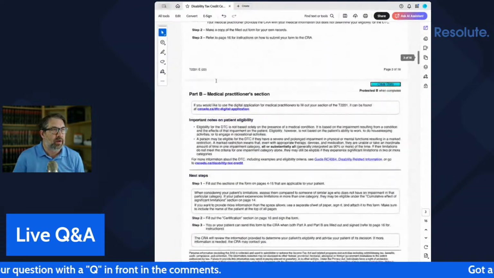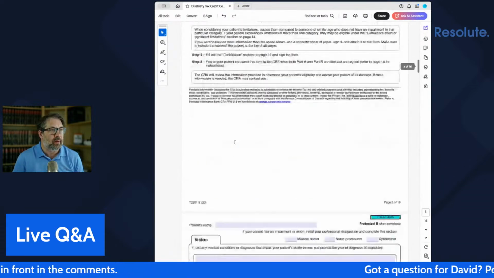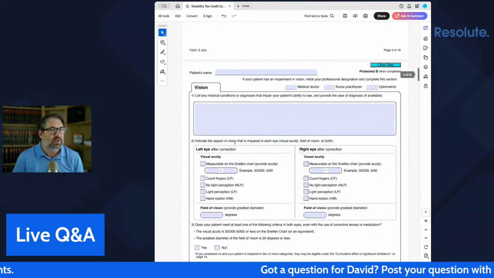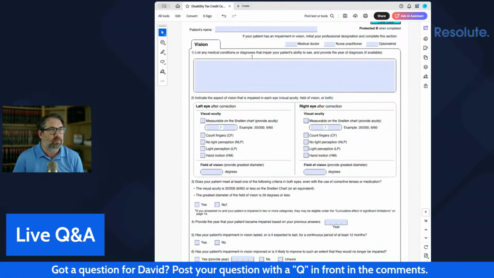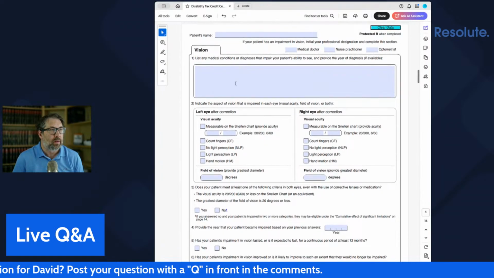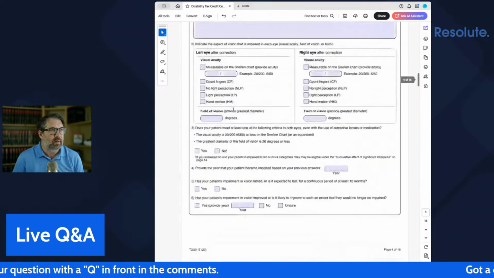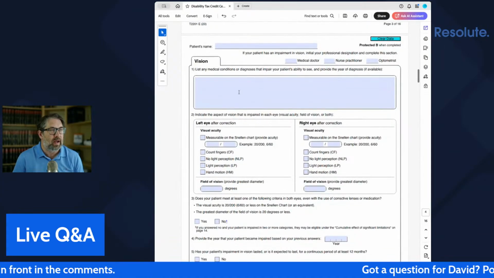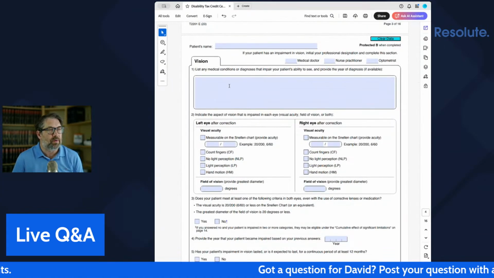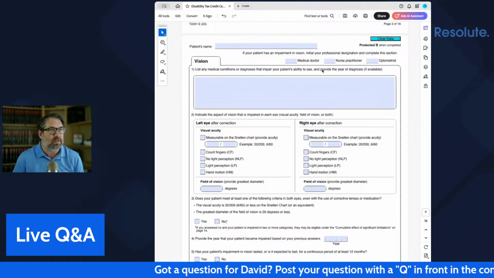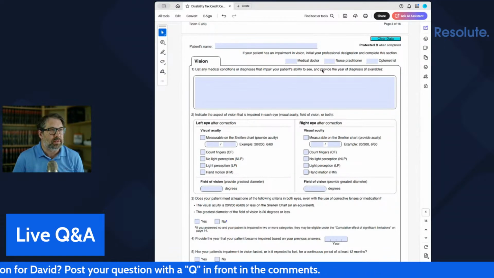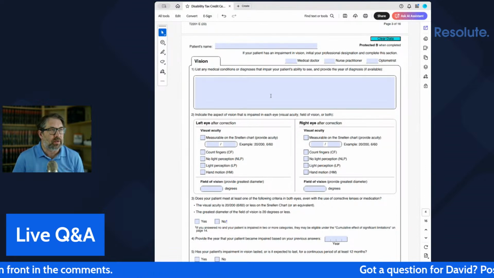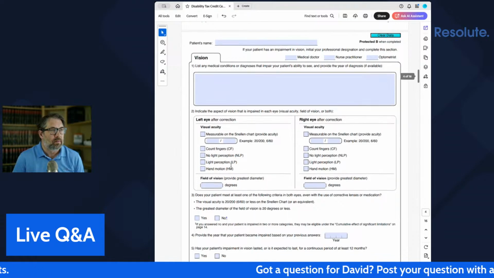Here's Part B. This is the trickier part, where the medical professional is going to fill out. You will see that it goes through. Some of these will just not apply to you, and that's fine. They will just put not applicable. And so vision: if you have significant impairment with vision, then that obviously can be a reason for you to be approved. But for a lot of people, that's not going to matter. So you need to be markedly restricted with vision in order to be approved.